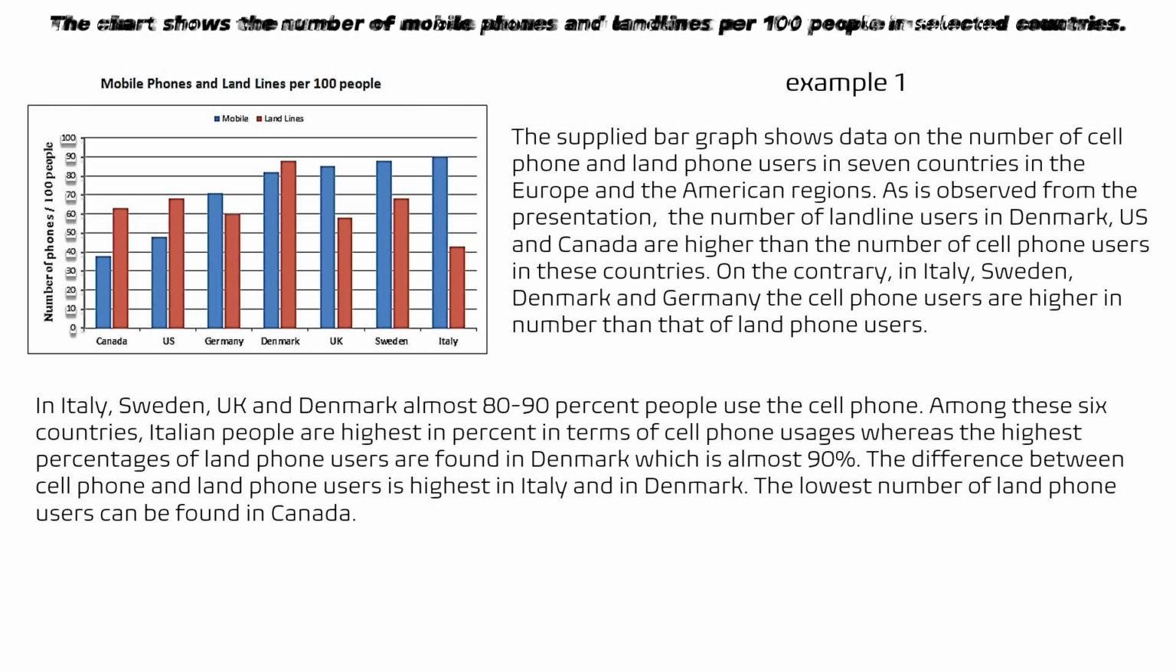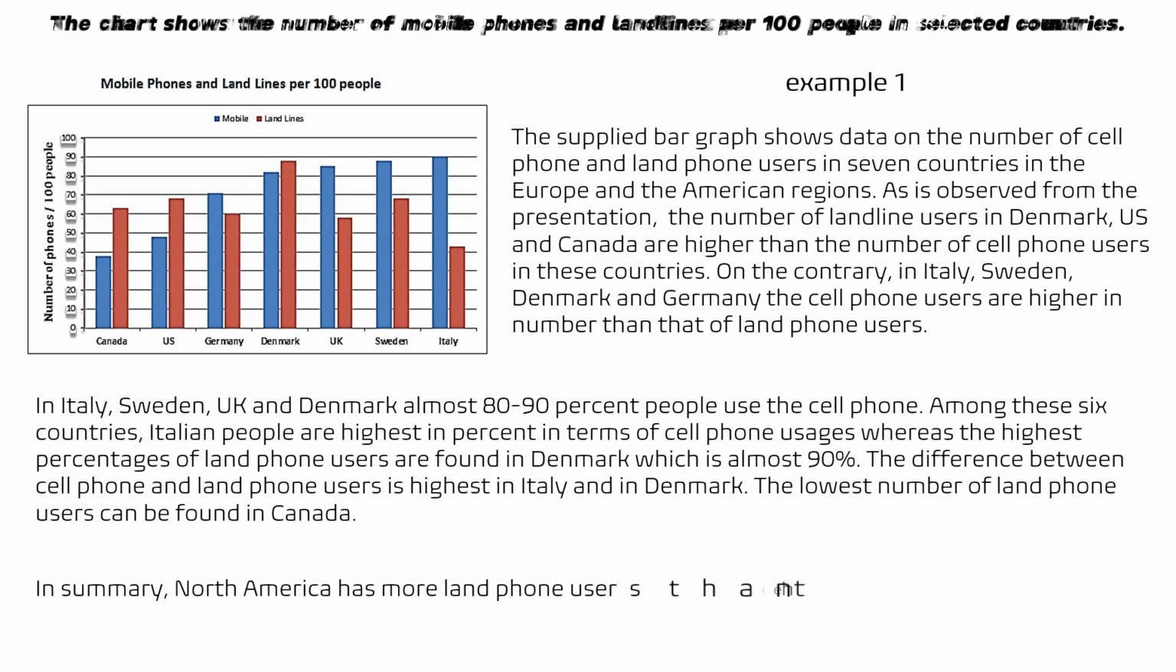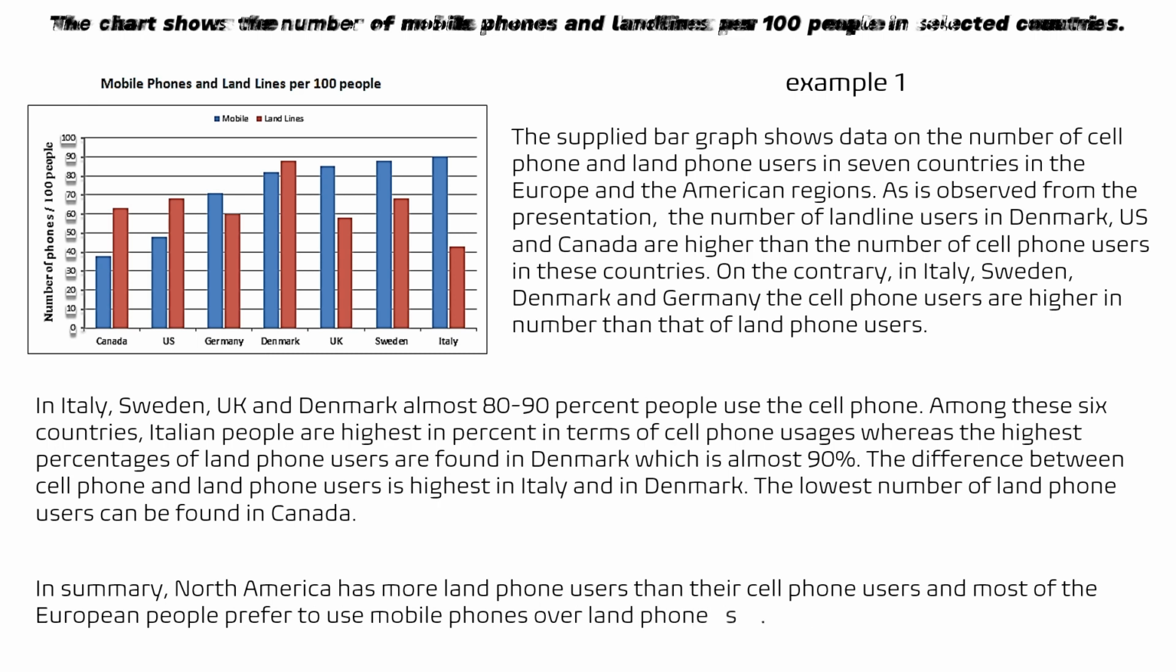The difference between cell phone and land phone users is highest in Italy and in Denmark. The lowest number of land phone users can be found in Canada. In summary, North America has more land phone users than cell phone users, and most of the European people prefer to use mobile phones over land phones.